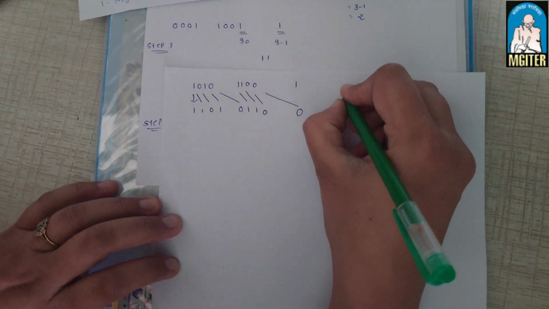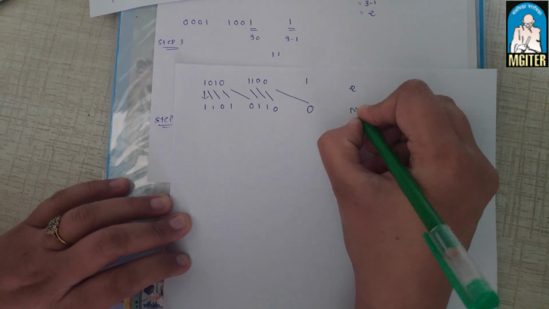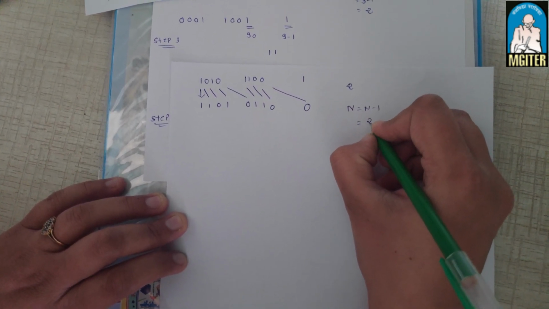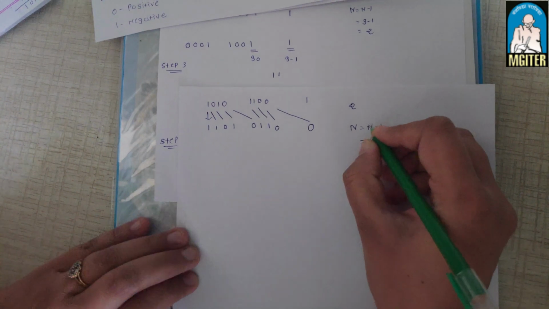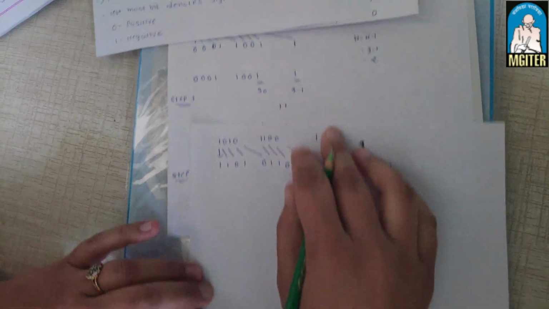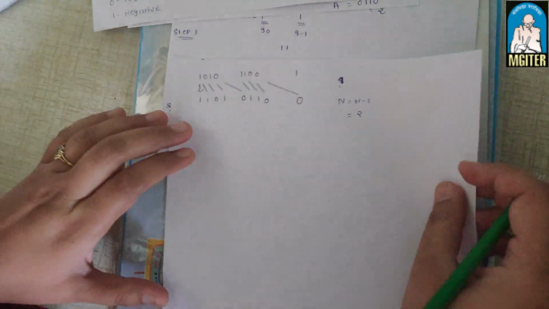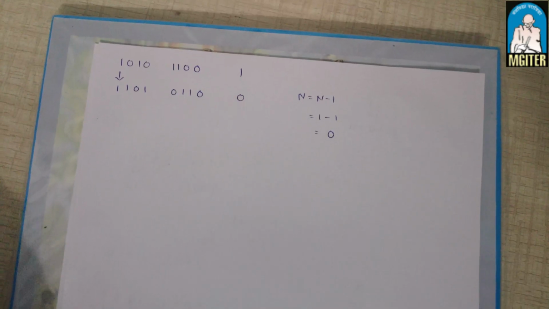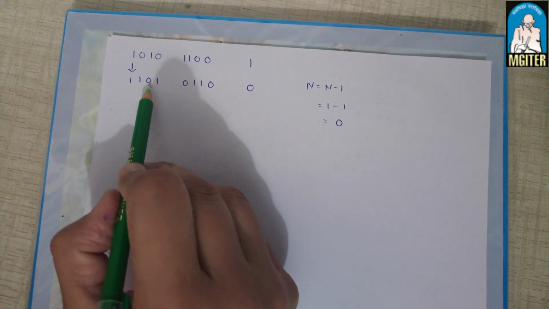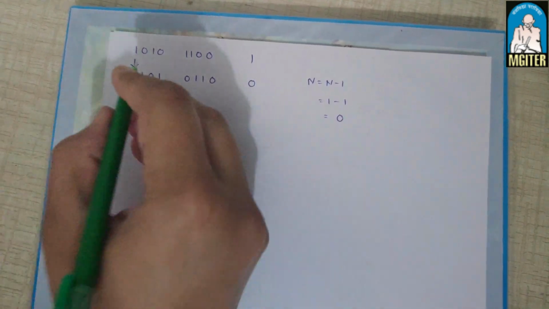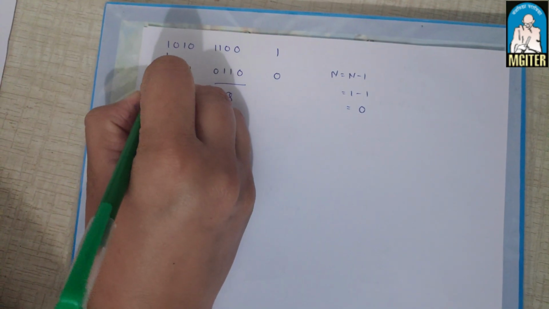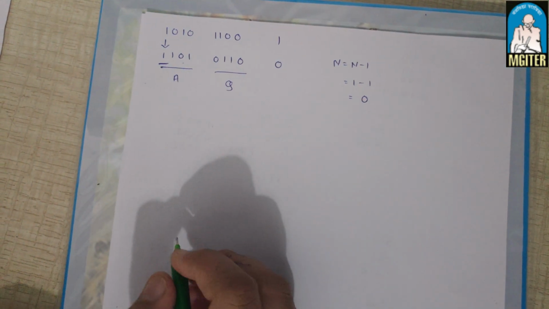Now our N is equal to 2, and we have to perform N is equal to N minus 1. We had the value of N equal to 1 in the last step, so here 1 minus 1 is 0. So our N is equal to 0. We get 1, 1, 0, 1, 0, 1, 1, 0. This is our A and this is our Q. Here our leftmost bit is 1, so it represents minus.